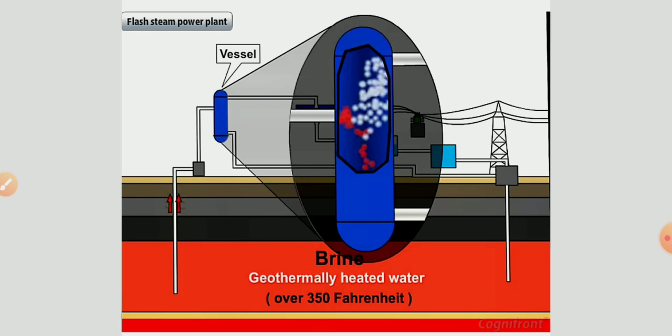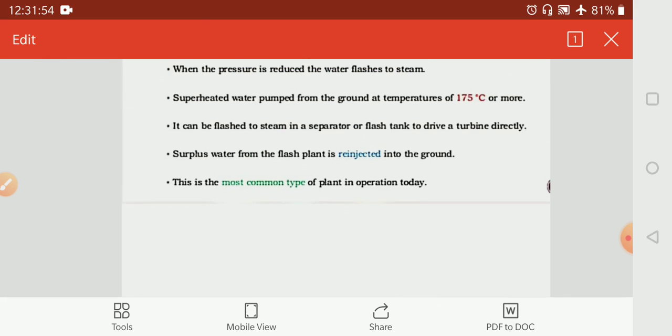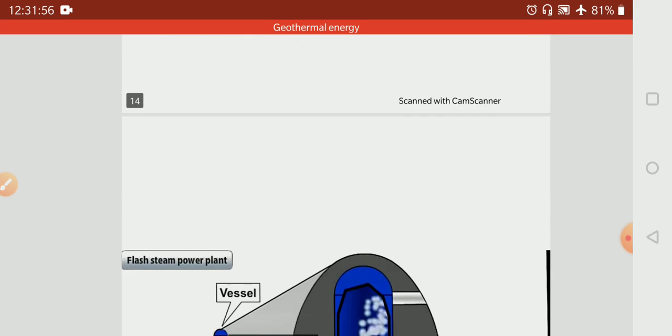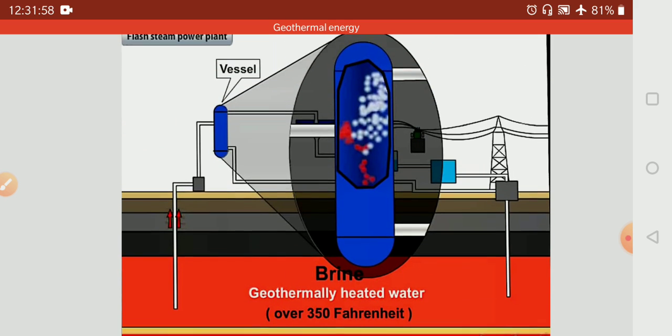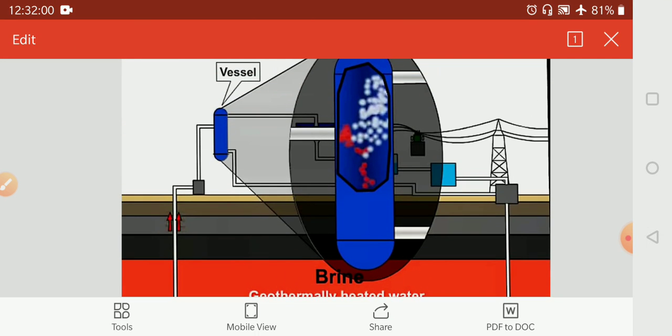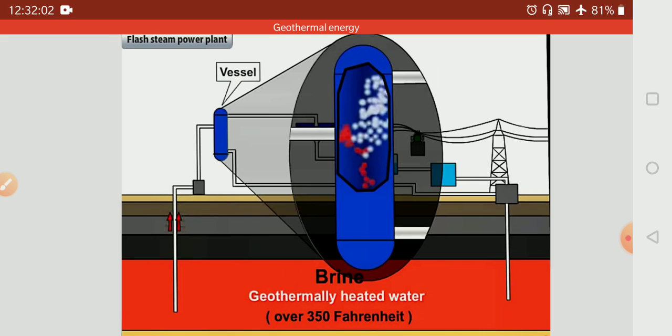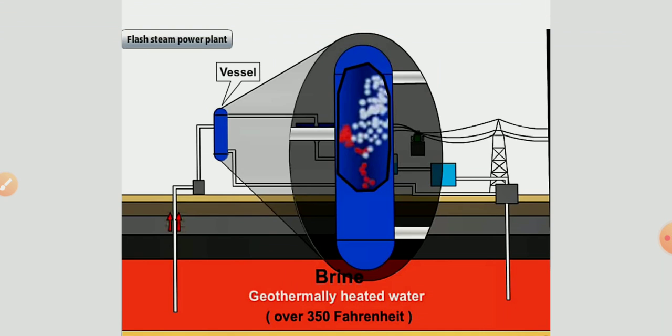This type is used where there is an availability of geothermally heated water at high temperature. We can say here the temperature is around 175 degrees centigrade or more. So in this figure we can see here the temperature is around 350 Fahrenheit.